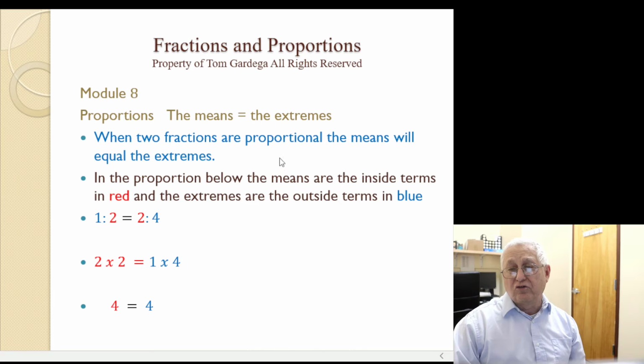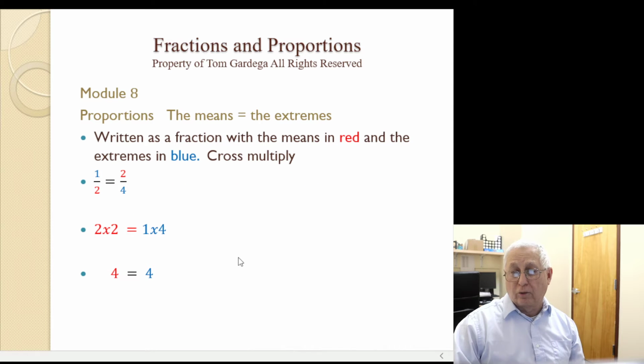When two fractions are proportional, the means will equal the extremes. In the proportion below, the means are the inside terms right here, and the extremes are the outside terms. So we're going to multiply. 2 times 2 equals 4, and 1 times 4 equals 4. 4 equals 4, therefore they're proportional.